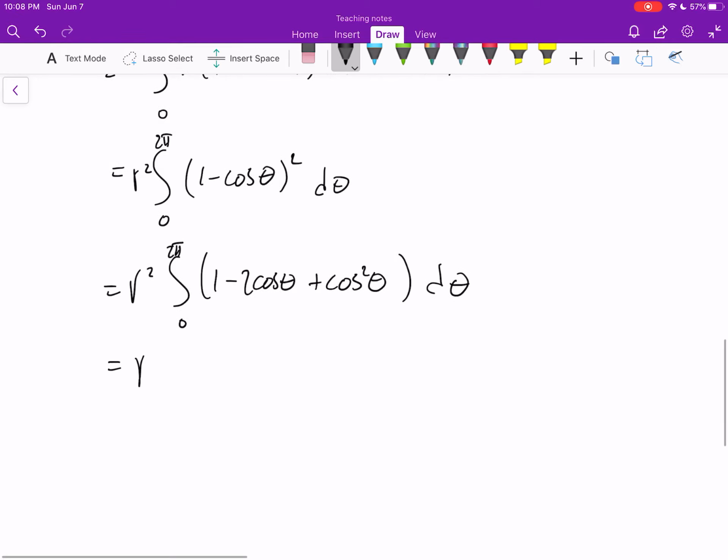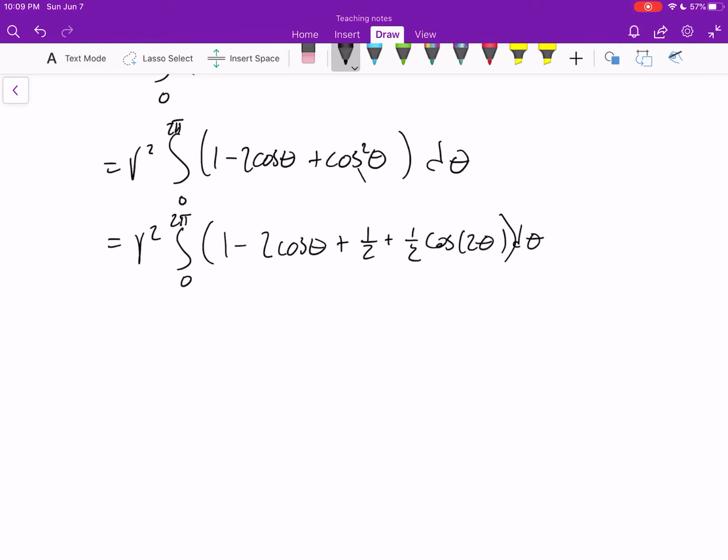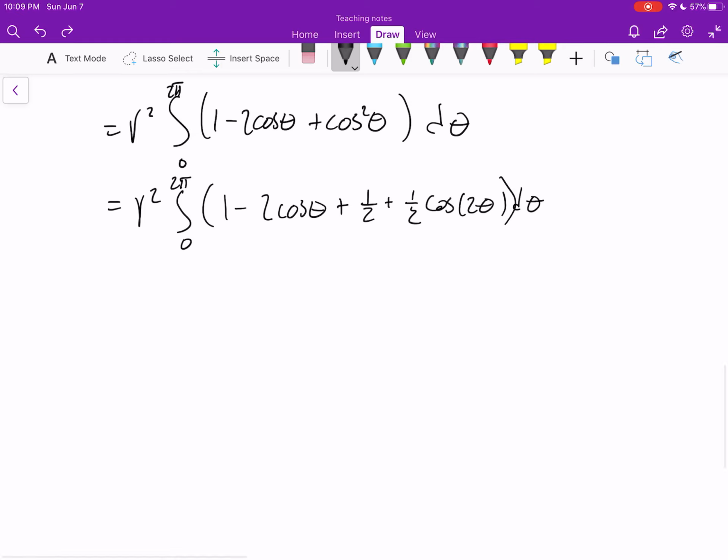Okay, so we just keep going. So I'm going to have 1 minus 2 cosine theta. You'll remember that the way we handle these cosine squareds and sine squareds is I write this as 1/2 plus 1/2 cosine 2 theta d theta. So this cosine squared theta turned into all that, 1/2 plus 1/2 cosine 2 theta. Okay, so now we can integrate all this stuff.